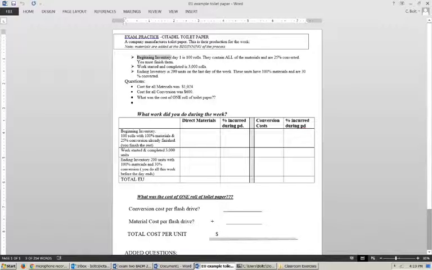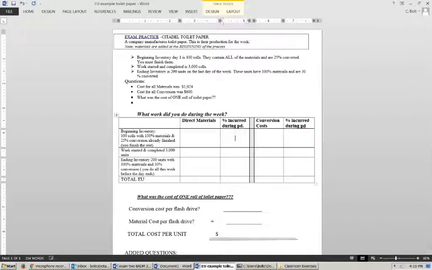So we have beginning inventory of 100 rolls. They already have all of their materials, and they are 25% converted. So in order to finish them, you don't have to add any materials, so we get to put a 0 there. However, since they're only 25% converted, you're going to have to do another 75%. So we're going to put a 75% in this slot. And that's the work that it's going to take.